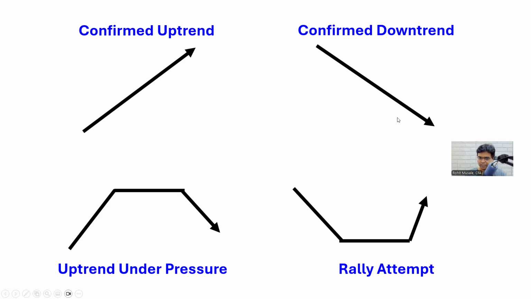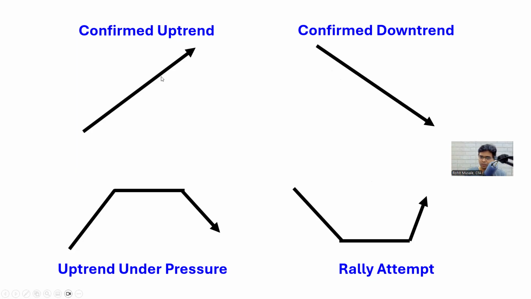When the market is in an uptrend under pressure, confirmed downtrend, or rally attempt, overall on a broader basis, the market is coming down. So in a confirmed downtrend, overall stocks are falling, which means fresh positions should not be taken. No swing, no positional trade. It's very, very simple. Why? Because we don't want our stop losses to get hit.